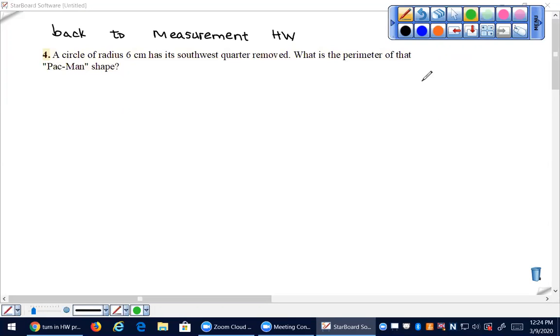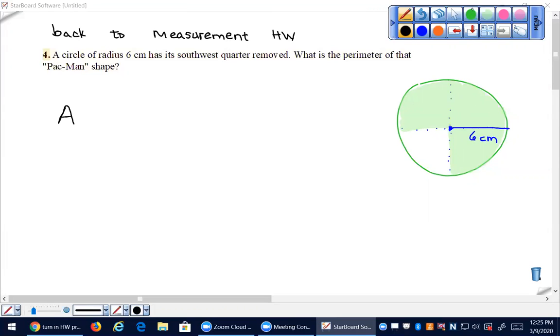So I have a circle, and I'm going to make it into quarters, and all I want are 3 of my corners. And the radius is 6 centimeters. Everyone okay with my picture? I've changed the description into a picture accurately. Okay, what is my plan?